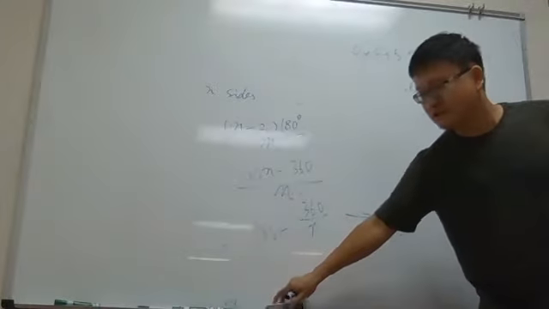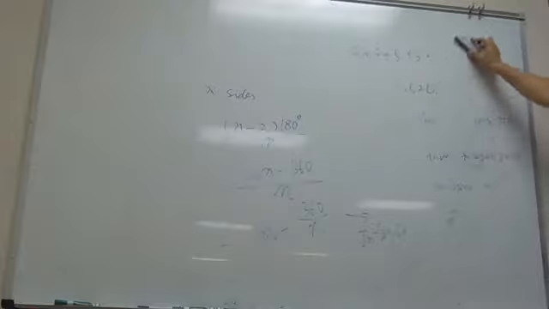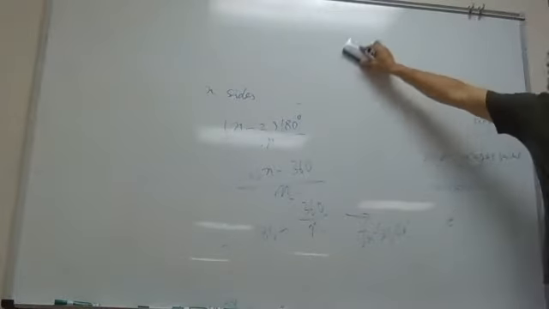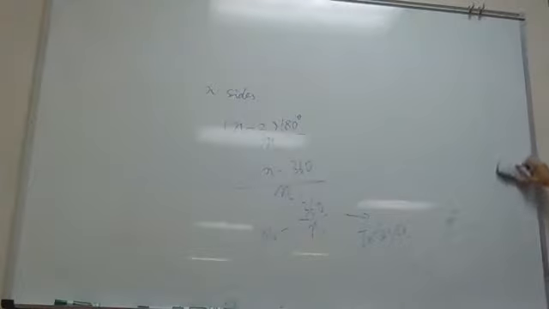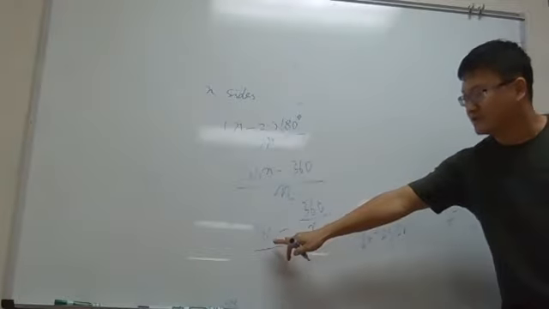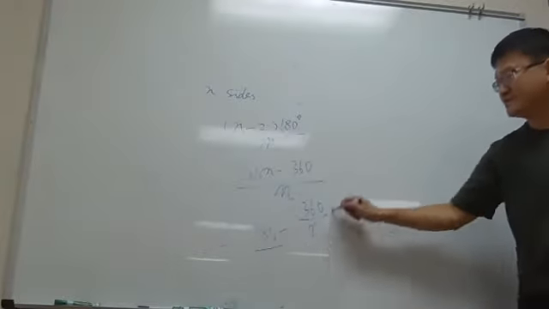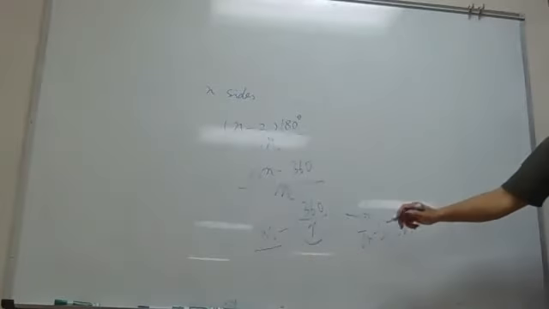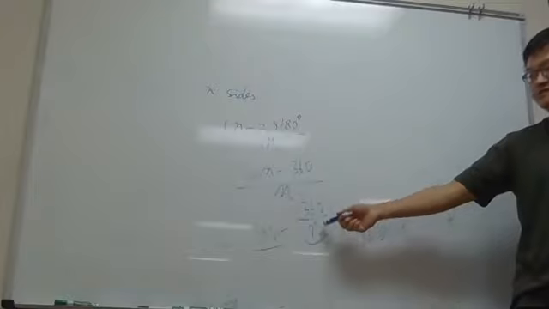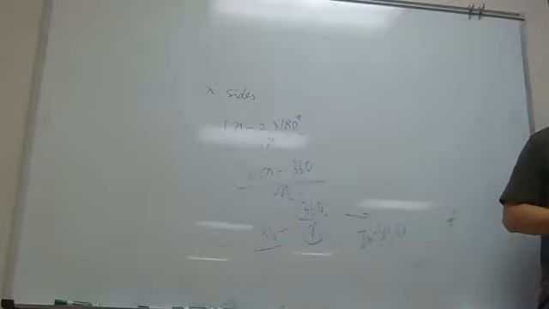Okay, so now it's pretty clear what we should do, right? Because when is this an integer? 180 is actually already an integer by itself, so I basically want this number, 360 over n, to be an integer. And this number is an integer if and only if n is a factor of 360, right?